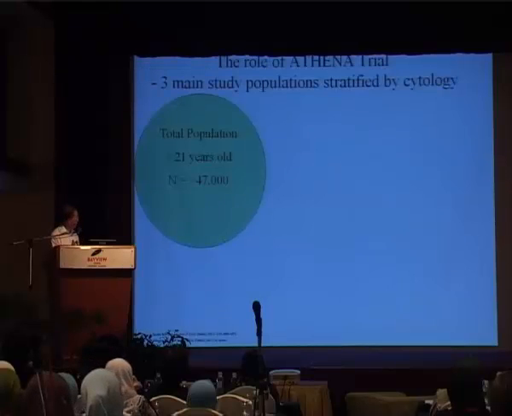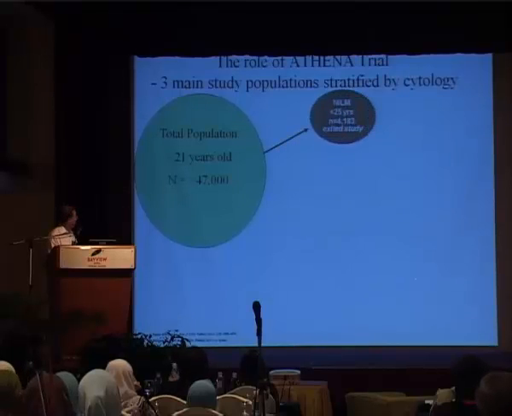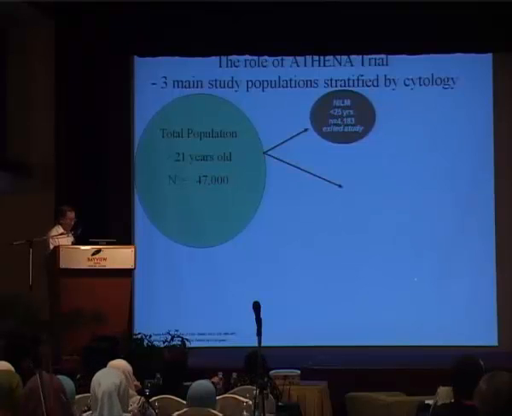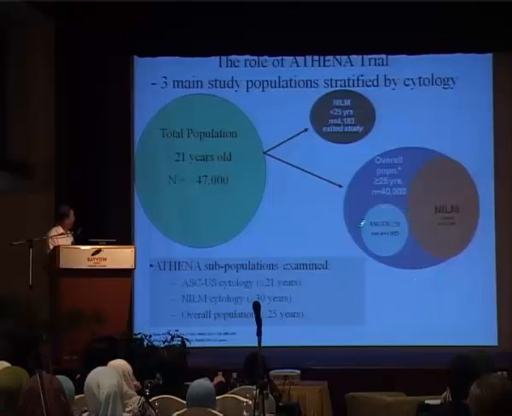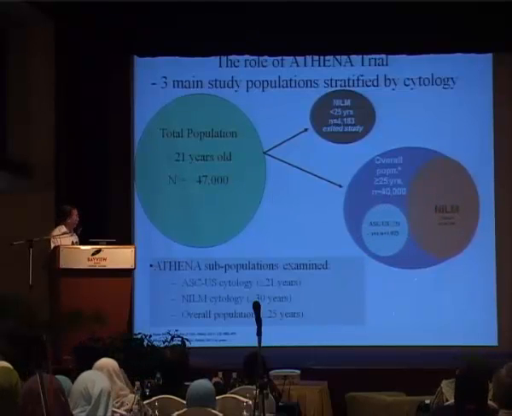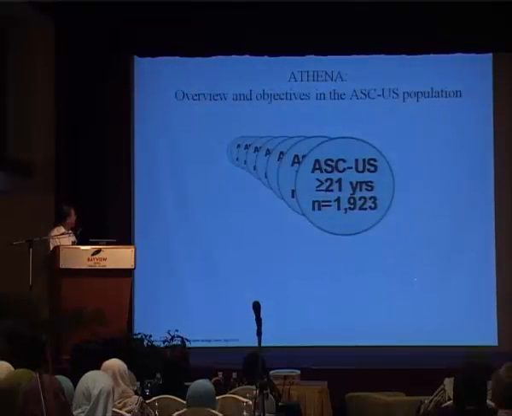Now, to summarize these subpopulations stratified by the cytology, we started with a total population of women more than 21 years old, of more than 47,000. This group of women with no lesions, they were excluded. And those that are subpopulations, then they will have a group with ASCAS and a group with no cytology abnormalities. Now, first of all, just quickly look at the ASCAS, the group that we are interested.